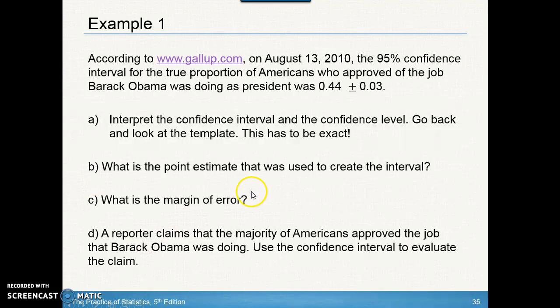What is the point estimate that was used to create the interval? So think about what the point estimate is. What's the margin of error? And then a reporter claims that the majority of Americans approve the job that Barack Obama was doing. We're going to use the confidence interval to evaluate the claim. Let's go ahead, take a minute and try that, and then look on the next page.